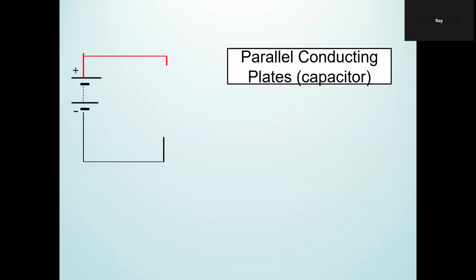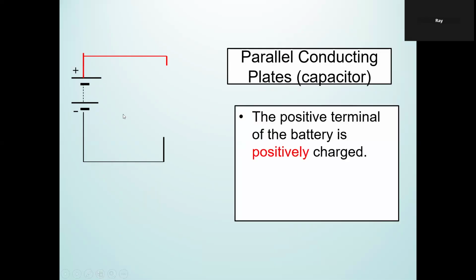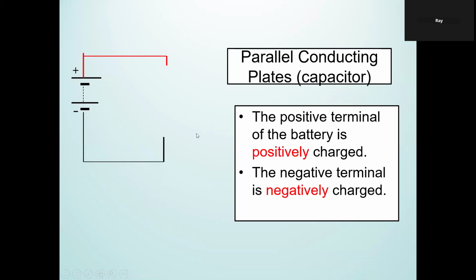Right? Parallel conducting plate, or sometimes we call it capacitor. Right? There's your battery. The positive terminal of the battery is positively charged. Right? Positive terminal, positively charged. So this is wire. So this wire will be positively charged. This terminal is negatively charged. So this one, electrons will appear here, negatively charged.